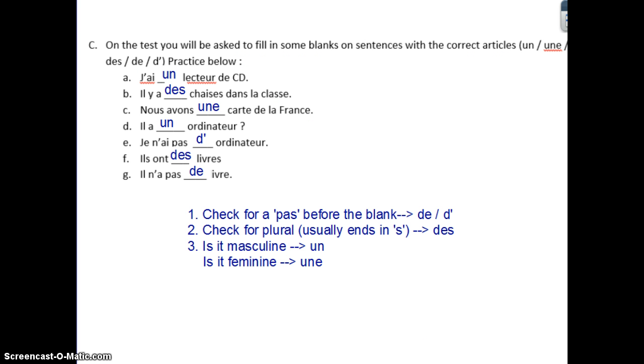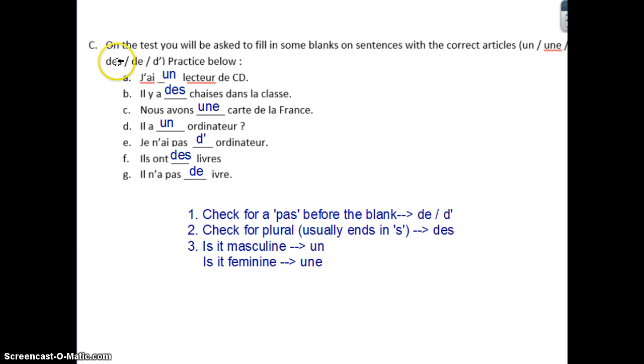For part C, you'll be faced with filling in a blank on a sentence with the correct indefinite article. Keep in mind that your indefinite articles are the words un, une, des, de, or the apostrophe. Also keep in mind what we did in class when we played Four Corners, and that is make sure you kind of ask yourself a series of questions to help narrow down your choices.